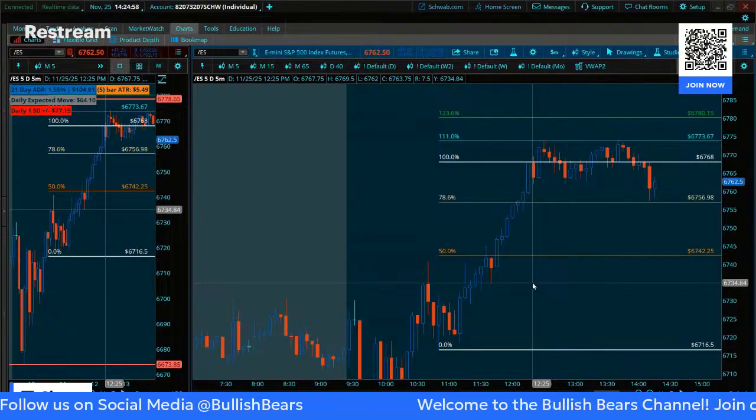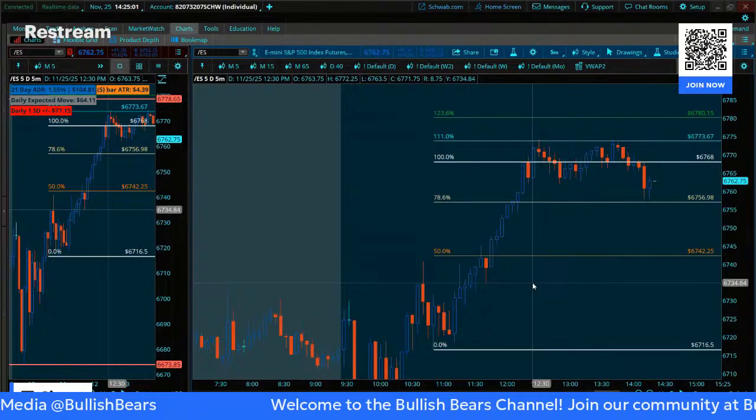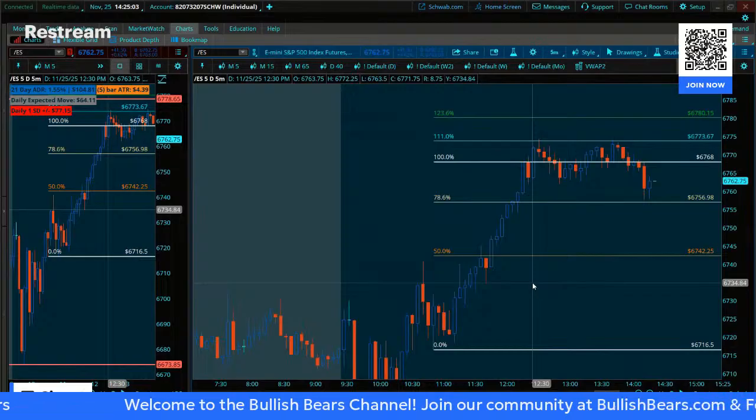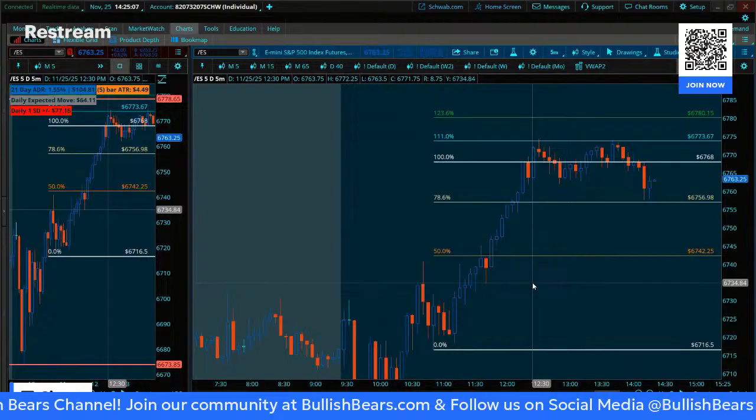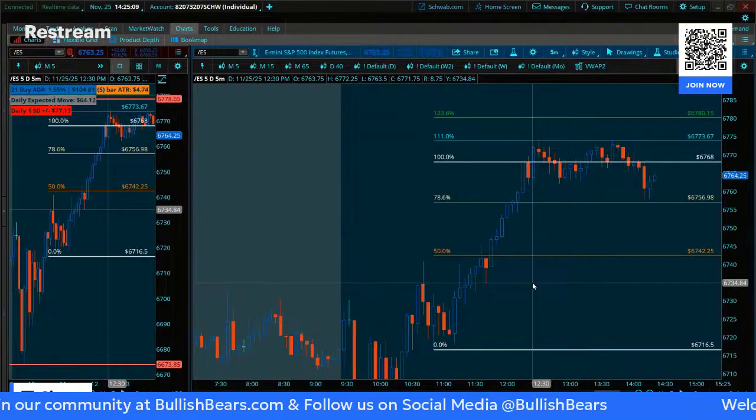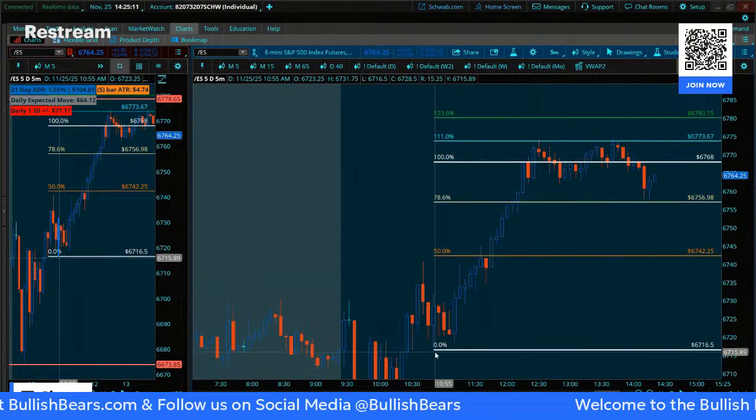We've tagged 1.11 twice and failed to get through it. Had this beautiful drop into 786. If that fails, we're going to half. And if half don't work, then we're going back to the RTH open, which is this low down here.